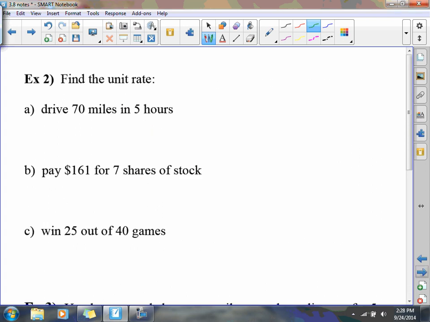Okay, example 2 now, we're going to find the unit rate. So it's the same concept. We're still making a fraction, and we're going to reduce it, except now we're going to have different units. So we're going to find the unit rate for driving 70 miles in 5 hours. So you'd have 70 miles over 5 hours. And then you want to reduce that. We can divide both of them by 5. So that would give us 14 miles in 1 hour.